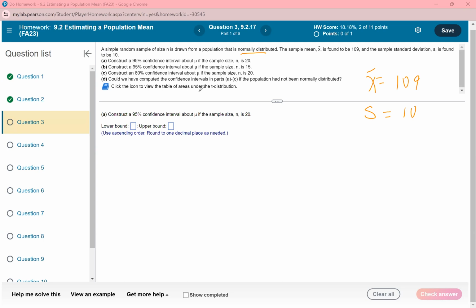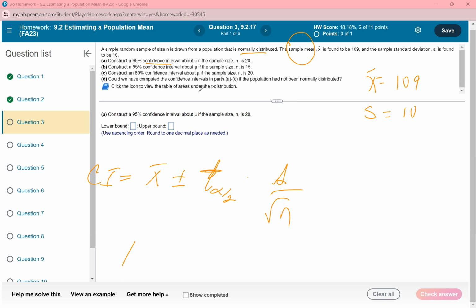Okay, so you're going to go to confidence interval for a mean. See, this is about a mean, and we're doing a confidence interval. So go to your formula sheet, go to confidence interval about a mean. That formula says the confidence interval will equal your x bar plus or minus your t sub alpha over 2 times the standard deviation divided by the square root of n.